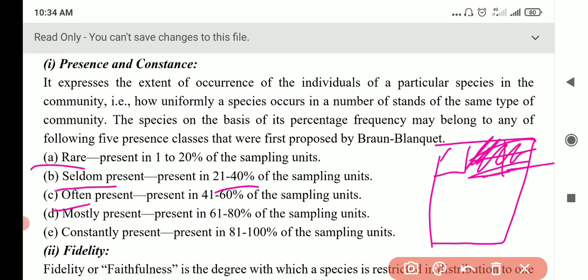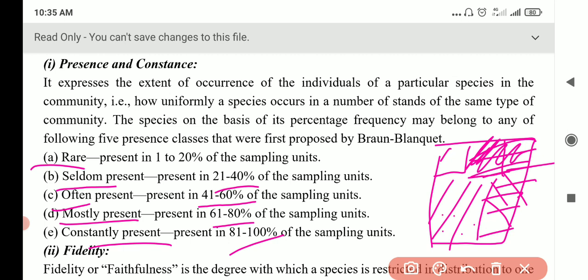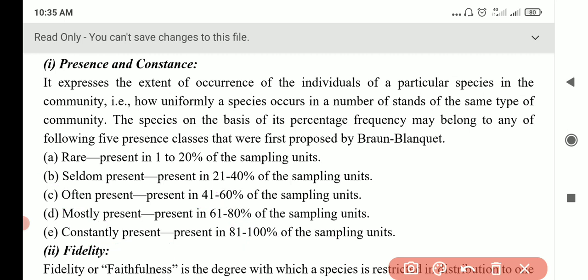Then it's often present if it occurs in between 41 to 60%. So let's say this much, 41 to 60%. If it's there, we'll say it's often present, let's say for trifolium. Then mostly present or constantly present means 61 to 80% or 80 to 100%, which will be for grass. Grass you'll have everywhere, no? So constantly present in a grassland community is obviously grass. So I think you have understood presence and constants, which means how uniformly it appears.